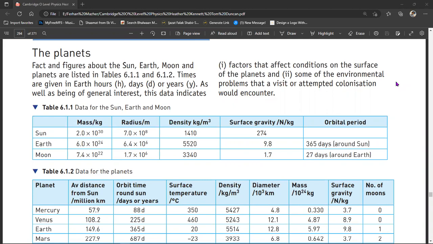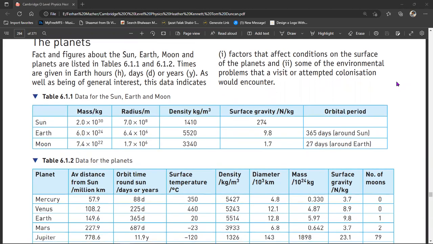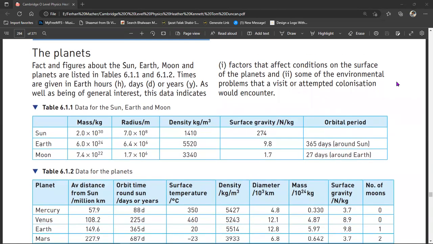O Levels. We are working on the chapter The Solar System, and in this video, we are going to talk about the planets which are orbiting around the Sun. So this is a detailed video on the planets and their different properties. For example, their mass, radius, density, surface gravity, orbital speed, their average distance from the sun, orbit time around the sun, surface temperature, density, diameter, mass, surface gravity, and the number of moons around them.